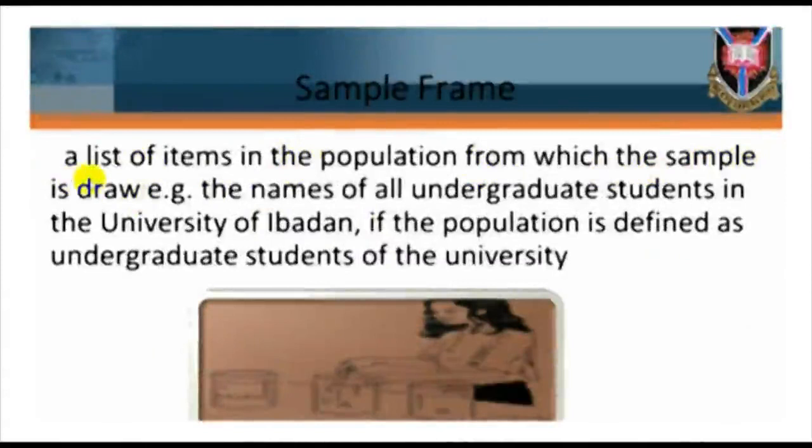Important concept in sampling: sample frame. By sampling frame, we refer to a list of items in the population from which the sample is drawn. For instance, the names of all undergraduate students in the University of Ibadan could stand as a sampling frame if the population is defined as undergraduate students of the university. To select the sample randomly, we need a complete sampling frame.